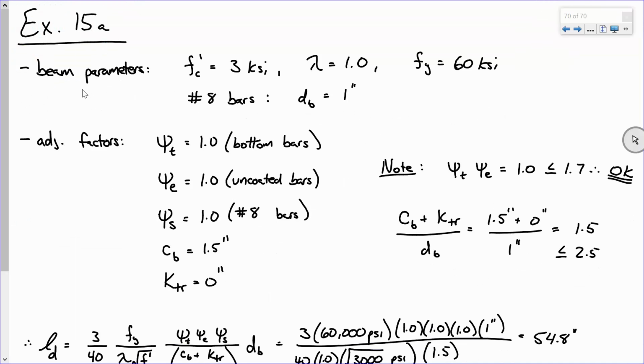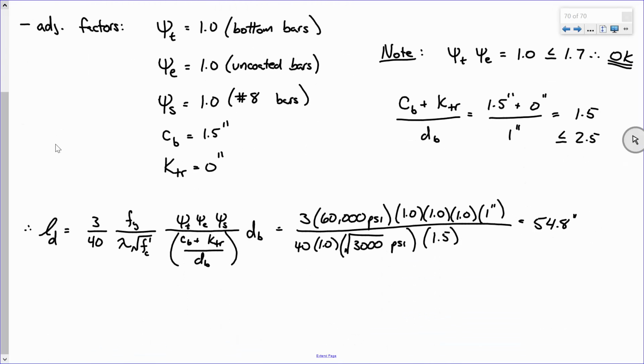Okay, so let me walk through 15A really quickly. So here was our adjustment factors. All the psi values were 1 because we were dealing with bottom bars that were uncoated and that were number 8, so they were bigger than number 6s. In this instance, we dealt with a KTR of 0. So that term on the denominator ended up being 1.5, which was good because that was less than 2.5. Plug and chug, and your development length's 54.8 inches. I mean, that's about as simple as it can get. Now, all right, everybody okay with this? Okay.